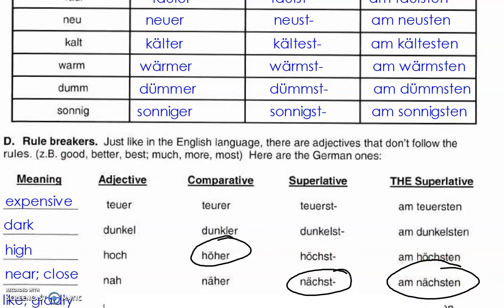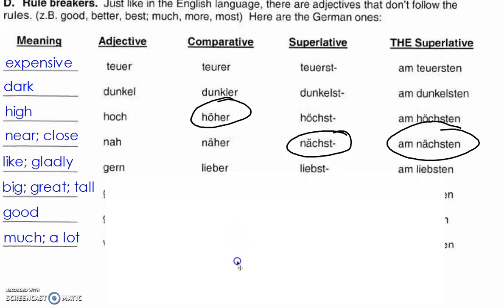And then we move on to gern, lieber, liebst, am liebsten. That one just completely changes. So gern means like, lieber means to prefer, and am liebsten means to like the most.